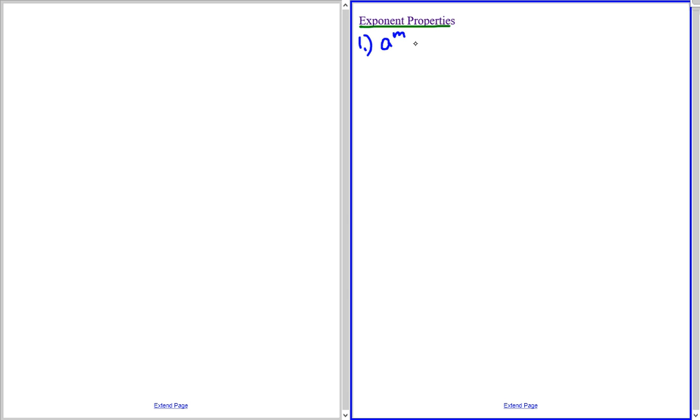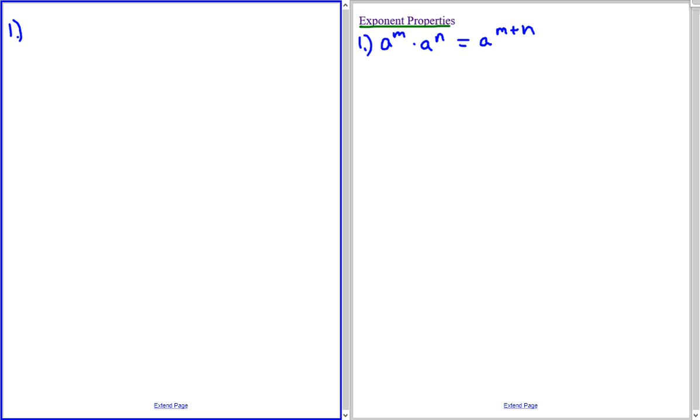If I give you a to the m times a to the n, when I'm multiplying and bases are the same, we add exponents. That's a property that you've done in the past. The typical example that you'd go with for our first property would be, for instance, 10 squared times 10 cubed. Well, you know that is just 10 to the 2 plus 3 powers, so 10 to the 5th.